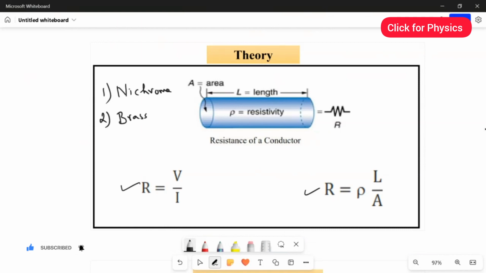Here, we are going to find their respective resistivity values by using the second equation. For that, we have to rearrange this equation in terms of resistivity. Therefore, resistivity rho equals resistance multiplied by the cross-sectional area divided by L. By using the values of resistance, area, and respective length, we can easily find the resistivity value.